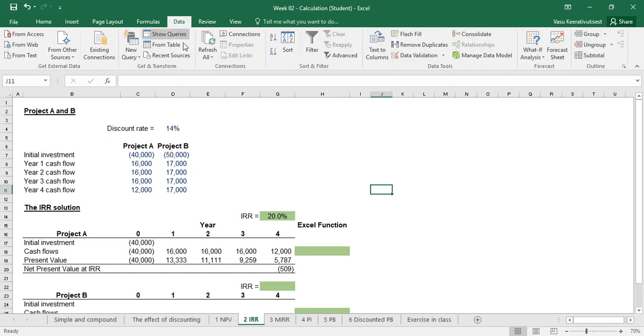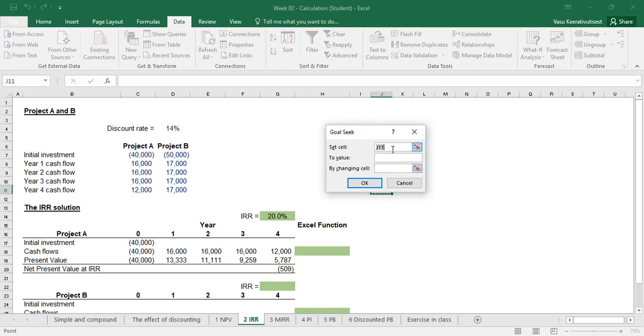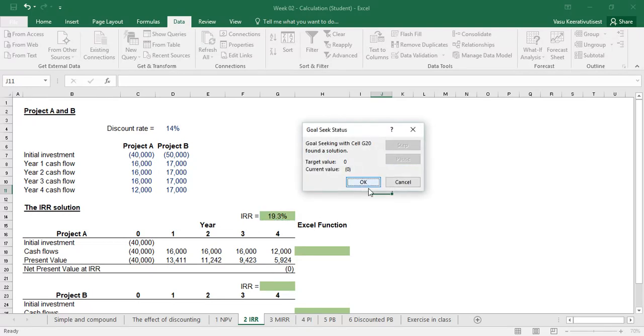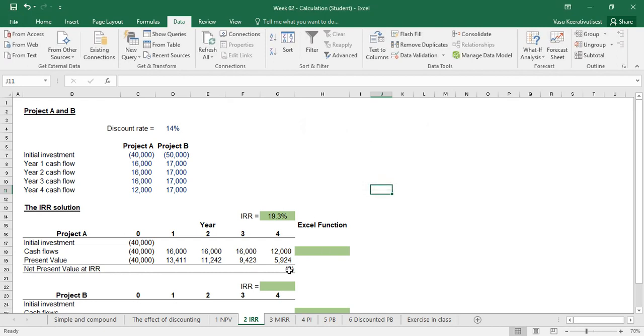You click on Data, you click on What-If Analysis, and you click on Goal Seek. So the concept of IRR is that net present value at IRR should be zero by changing this dummy cell. You click OK. So you can see that Excel will help us to try and error to find the right IRR that brings net present value to zero.